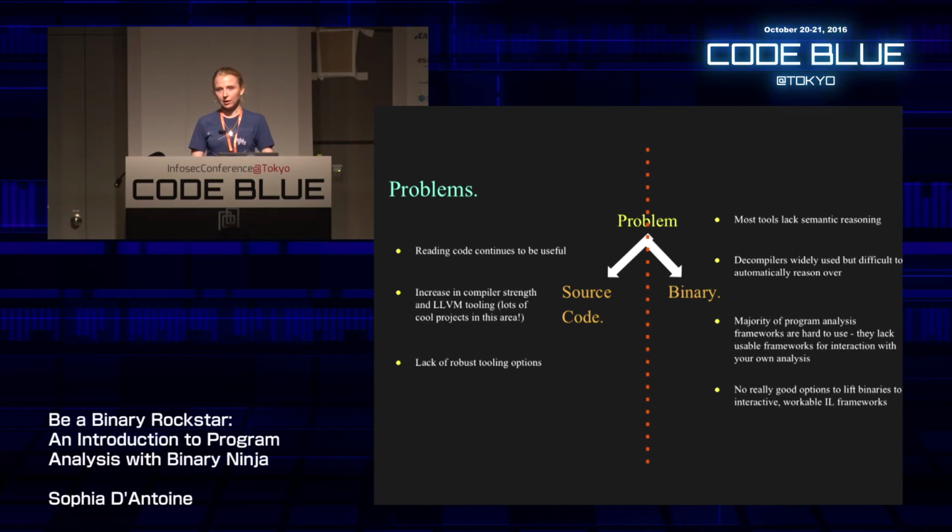However, in the binary department, like I said, what we're really left with is IDA. And we can't really reason about binaries the same way we can when we have source code using LLVM. So the majority of program analysis tools that are out there for binaries are extremely hard to use. They lack usable frameworks for interaction with your own analysis. So basically, it's very hard to write your own search queries, for instance, or your own analysis scripts on top of these binary platforms.